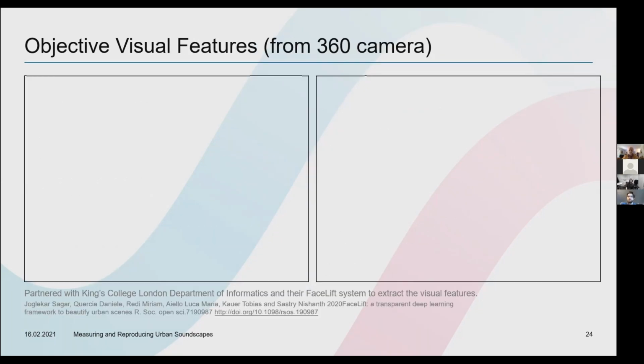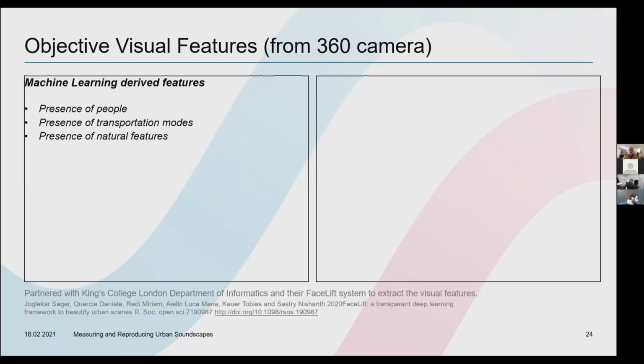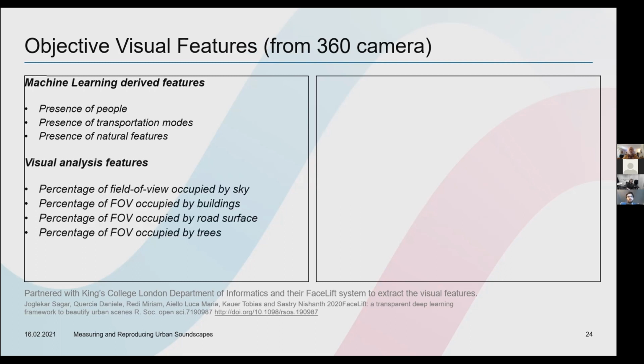But from all of those videos and photos that we took, we can also go ahead and do some visual analysis of the scene. And so we've got a couple of different ones that we have here. Some of these are machine learning derived, like object presence analysis that you might see Google doing. And so we can identify how many people are in the scene, the different transportation modes, whether they're cars or buses or trains, and what different types of natural or man-made features are there. Is there a bench? Is there a tree? All that sort of stuff.